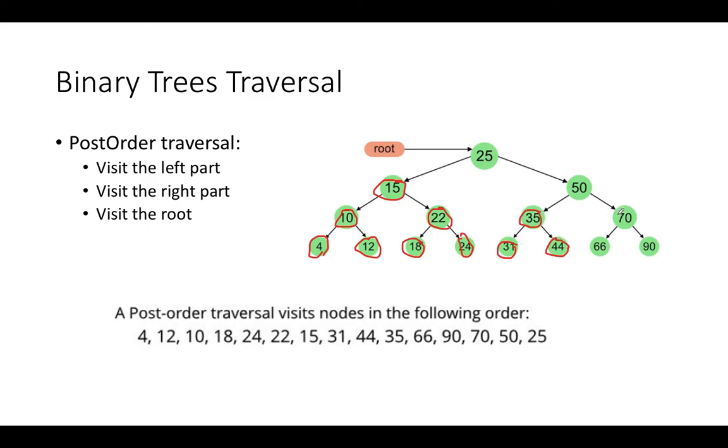And then we go to the right one. We visit the children before the root. And then we are done with the two parts. So we visit the root. And then we are done with the two large parts. So the last node to be visited is the root.